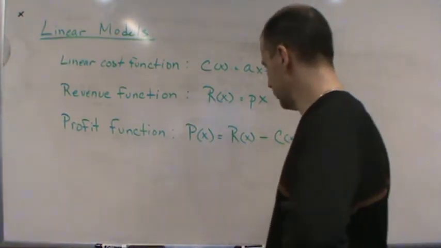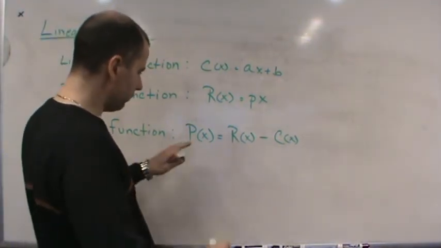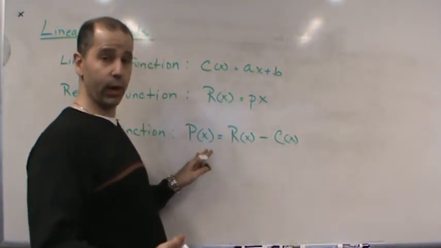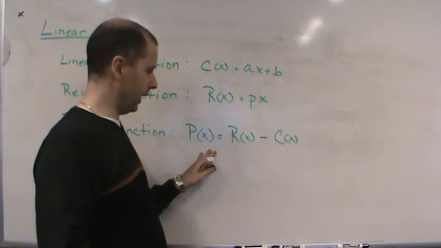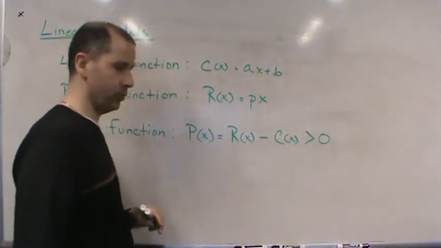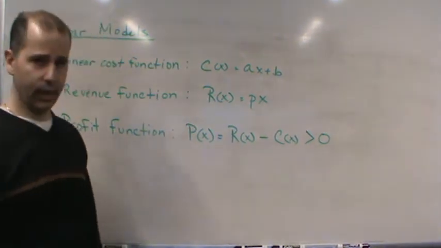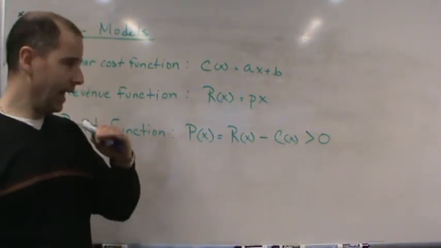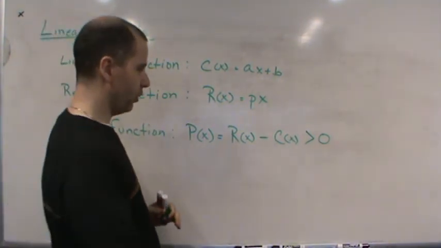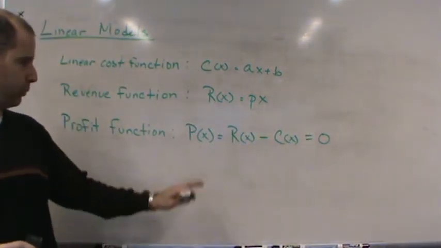Okay, and now normally when we're talking about a situation dealing with this, we want to know when is profit positive, right? When are we going to make money? Or in other words, when are we going to be operating in the black? So what we're usually interested in is when is this equal to or greater than 0? Or we're also interested in the break-even point. How many widgets do we need to sell in order just to break even? And that would be when profit is 0.